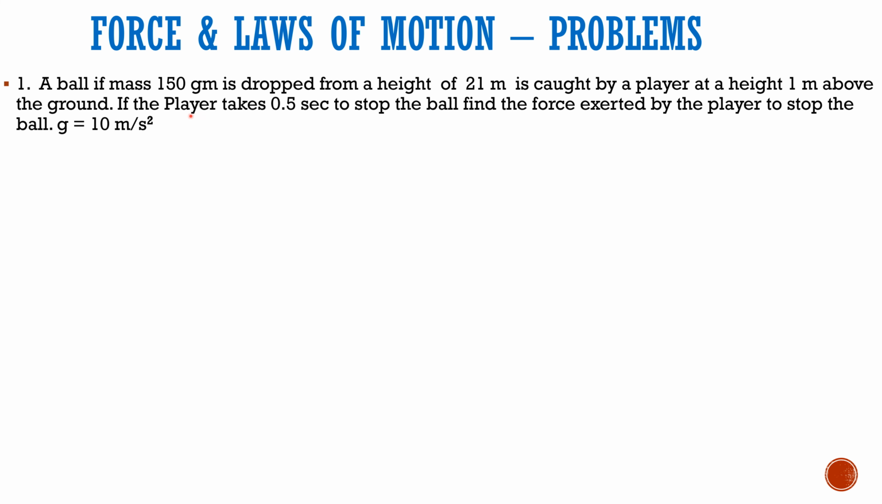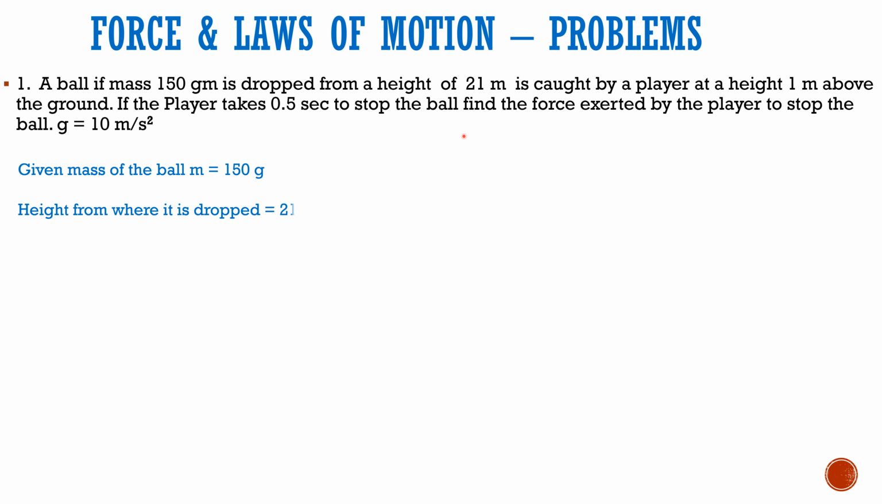So first thing is, with these given parameters, the height and the total distance it has covered, which we know 21 minus 1 is 20, and g is equal to 10, we should be ideally able to find out the velocity with which it will hit the player, right? So we know v square equal to 2gh. So let's get started. We have mass is 0.15.